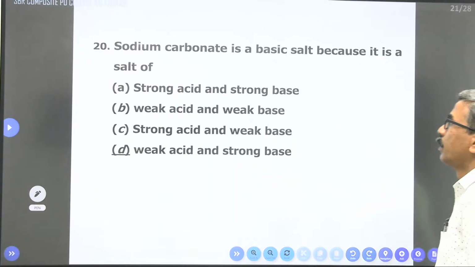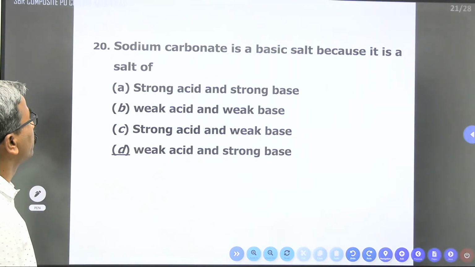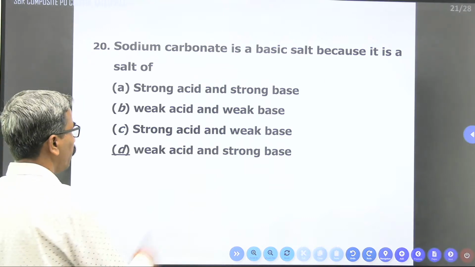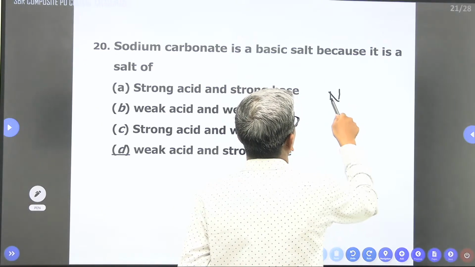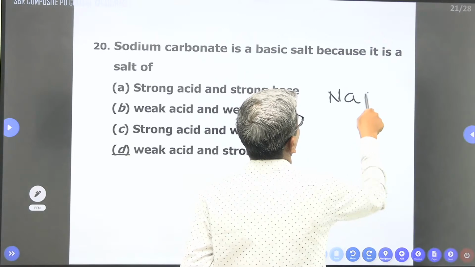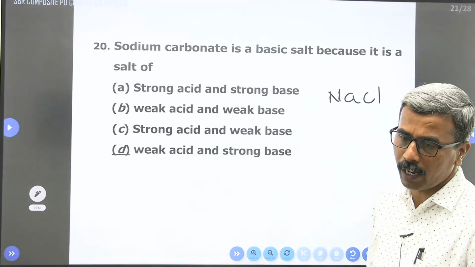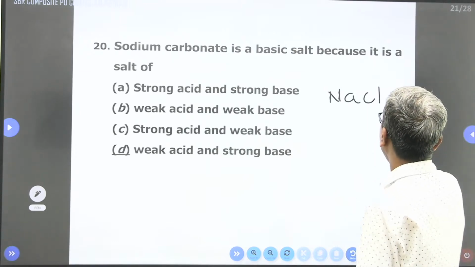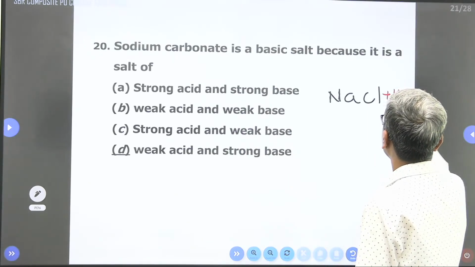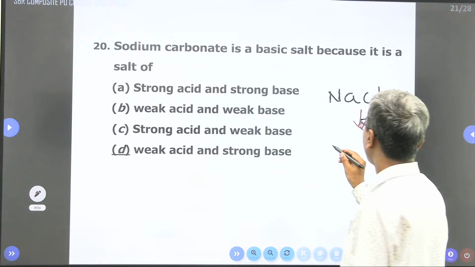Moving to the next question, that is question number 20. The statement of the question is: sodium carbonate is a basic salt because it is a salt of... Now remember, suppose I take the example of this salt, which everyone knows, sodium chloride. If you take a salt and add water, I cannot say all the salts are neutral. Depending upon what they convert into after adding water. If I take simple sodium chloride and add water, it will form two compounds.